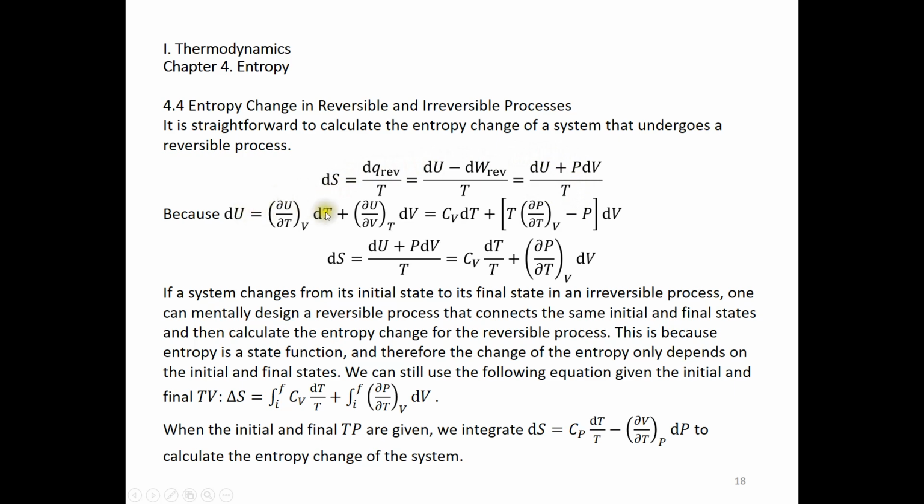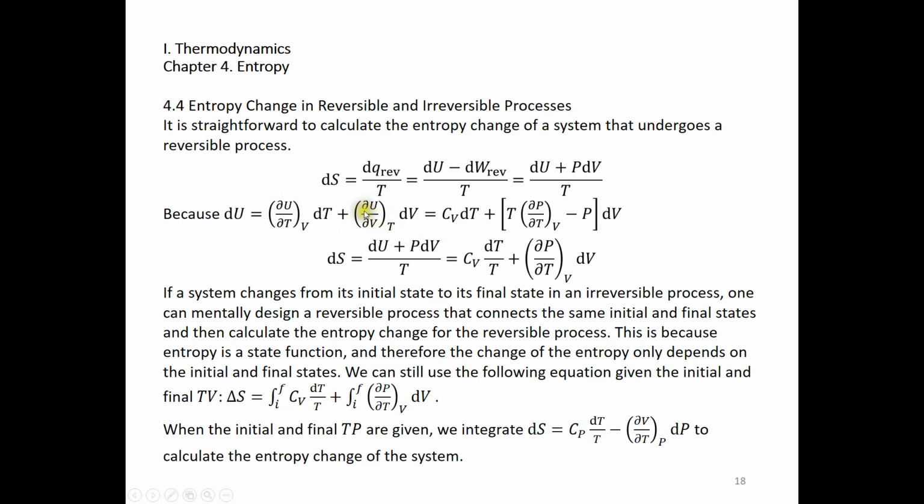U is a function of temperature and volume. Therefore, dU is (∂U/∂T) under constant volume times dT plus (∂U/∂V) under constant temperature times dV. And this term is C sub V. This is because in an isochoric condition, ΔU is equal to ΔQ, and ΔQ over ΔT is C, the heat capacity.